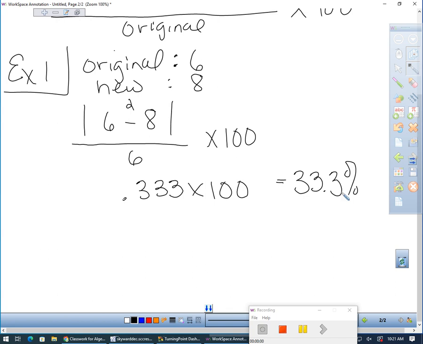Now the second part to this is, do these numbers go up or do these numbers go down? They go up. So that is a 33.3% increase. You're going to need to put whether it's an increase or a decrease. To save you a little bit of writing, after your percent, you can draw an arrow up, or if it's a decrease, you can put an arrow pointing down. Okay?